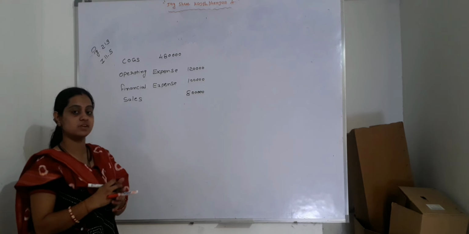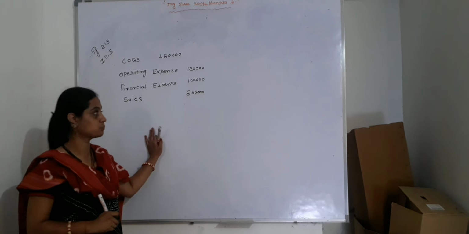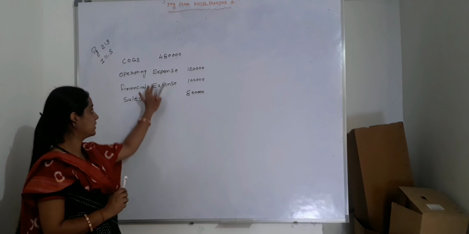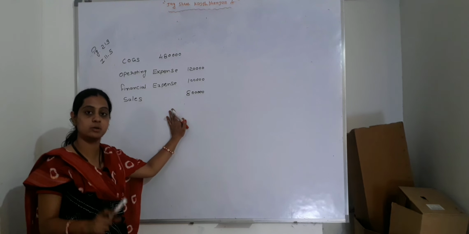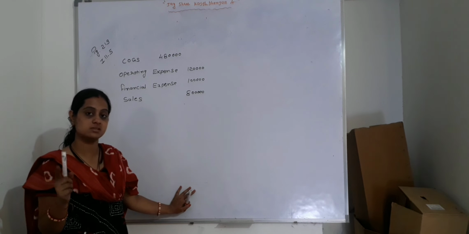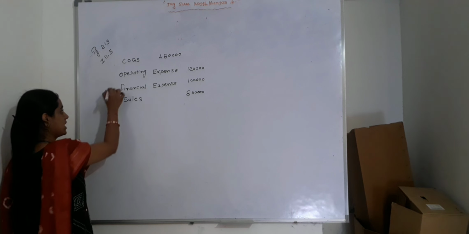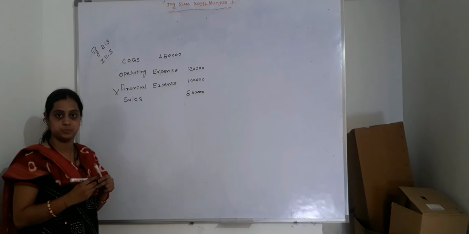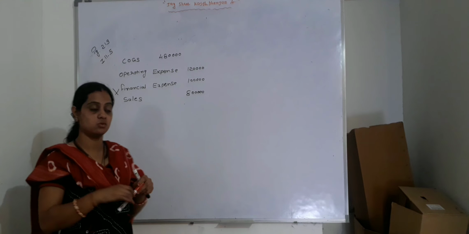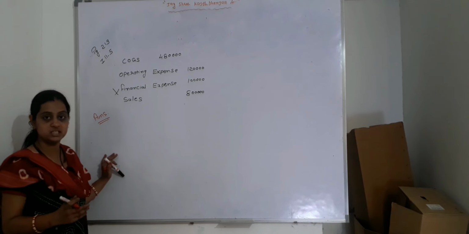See, they have not given sales rate, which means the given sales is net sales. Then they have already given COGS, then operating expense and financial expense. Our formula is operating ratio is equal to COGS plus operating expense divided by net sales into 100. So there is no use of financial expenses over here. They have given it just to confuse you. Okay, so we'll write the formula. We can directly apply the formula, right?